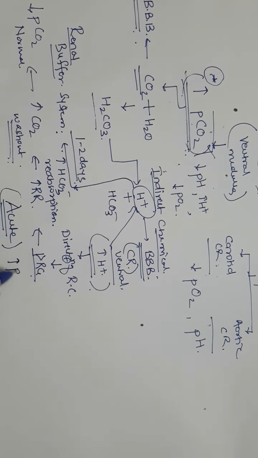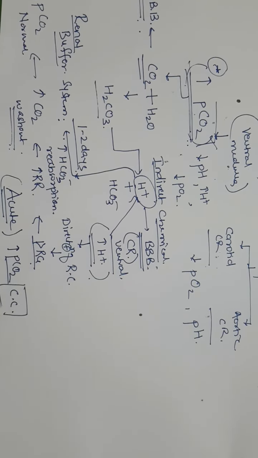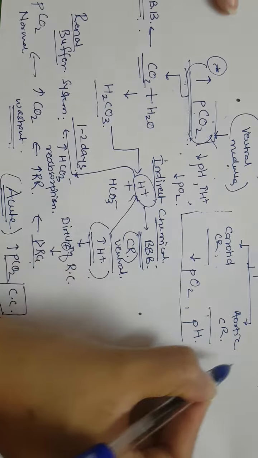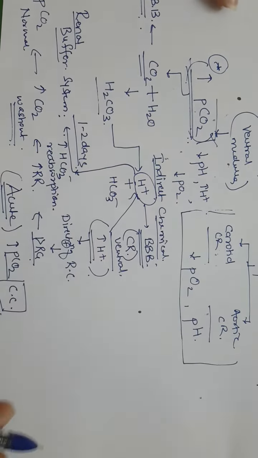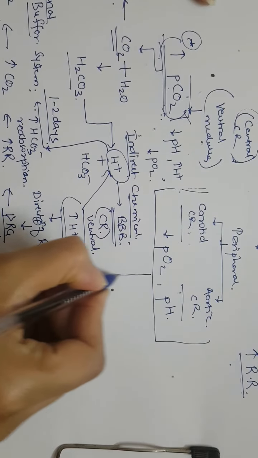If there is increased PCO2, the central chemoreceptor will act. Okay. After 1 or 2 days the renal buffer system will take care of the hydrogen ion concentration. Now next is peripheral chemoreceptors. So when we talk about peripheral chemoreceptors, first the carotid.